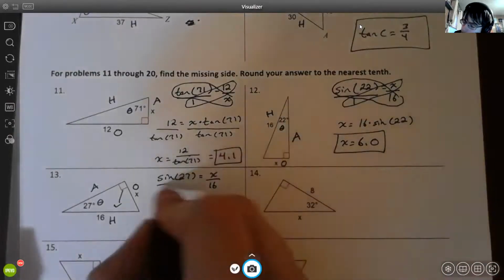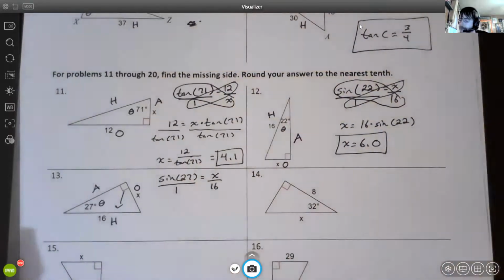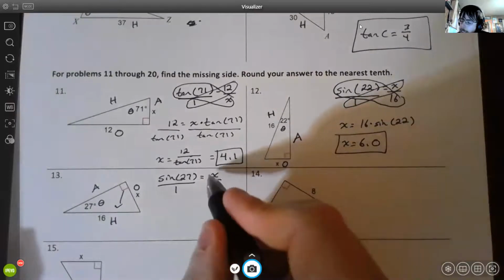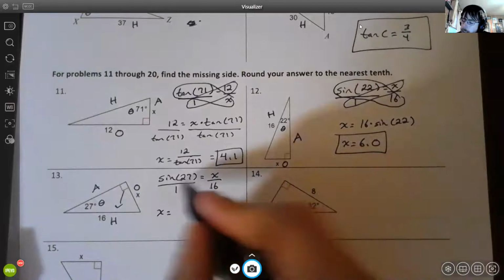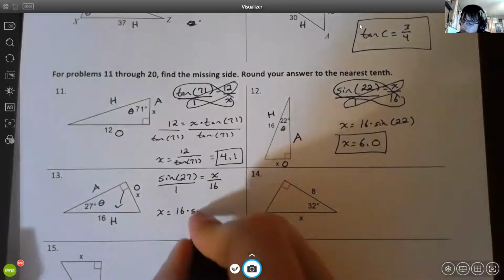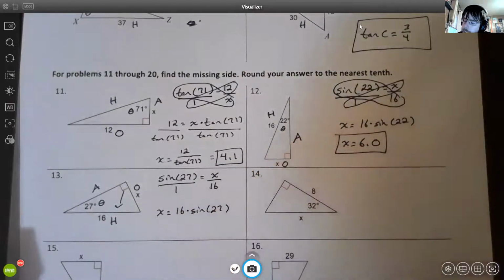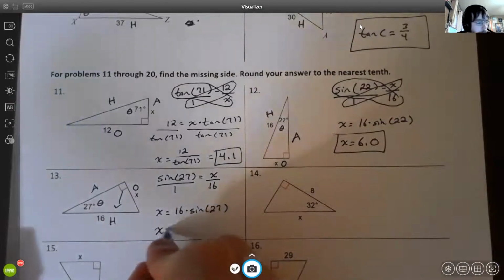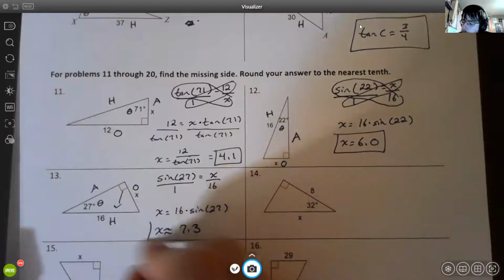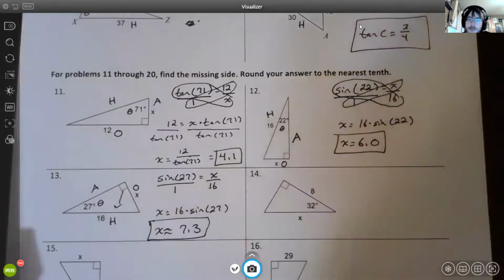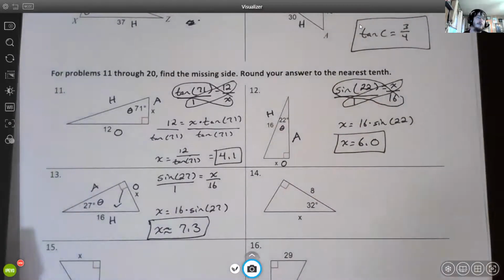We're going to put sine of 27 over 1, cross multiply, X times 1 is X, 16 times sine of 27. If you plug that into Desmos and round to the nearest tenth, you will find that X is approximately 7.3. And again, make sure Desmos is in degree mode.